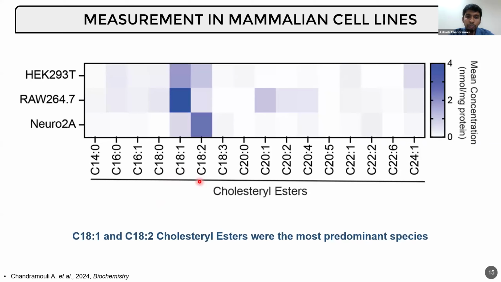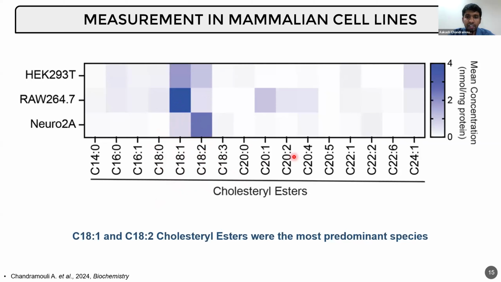And these are the species of cholesterol ester, say 18.1 and 18.2. And even among these species, we can see that there is a preferential distribution for 18.1 and 18.2 between RAW and N2A, where RAW cells have 18.1 as the highest abundant species, whereas N2A have 18.2. However, the preference for these species is not known to our end.